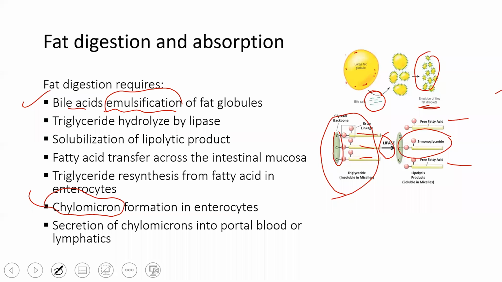Then the chylomicron is easily excreted and absorbed through the portal vein or the lymphatic system. Again, bile starts emulsification, breaking down the large fat globules into micelles, and then the lipase enzyme breaks down the triglyceride into two monoglycerides and fatty acid. Once it's broken down, it's easily absorbed inside the cell. Inside the cell, there is resynthesis of the whole triglyceride, and then chylomicron formation, and then it is excreted.